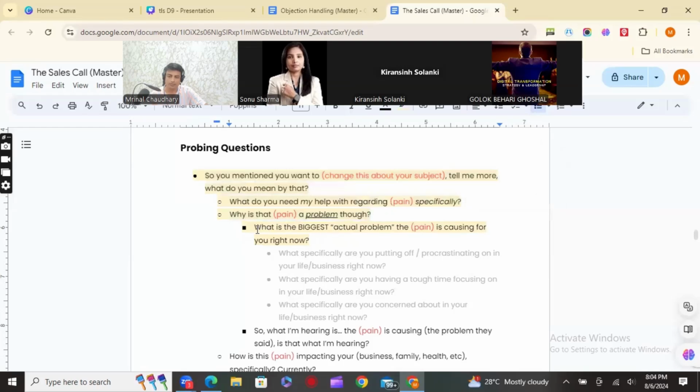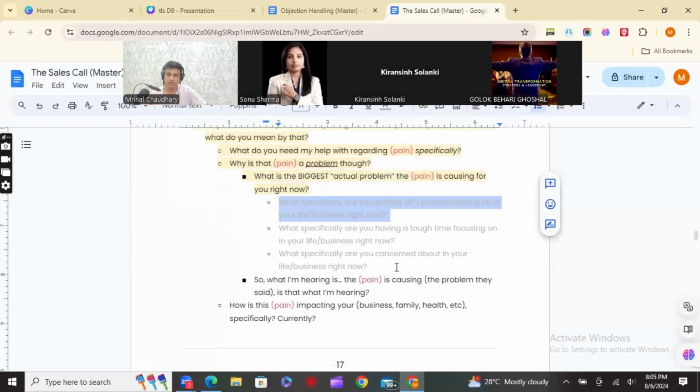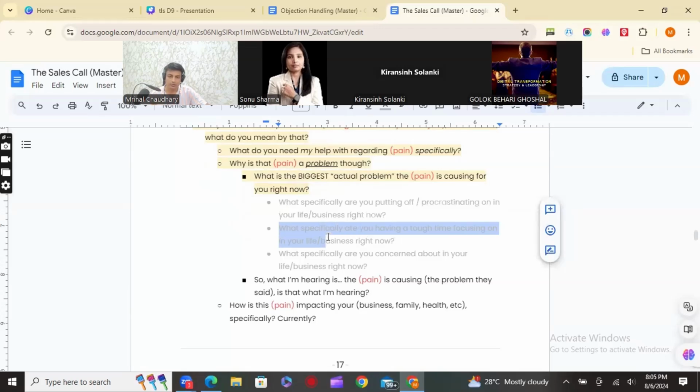Okay, why is that a pain problem? What is the biggest actual problem the pain is causing for you right now? Okay, what specifically are you putting off? So there are many questions here. You don't have to ask so many questions. Whatever you feel, you can ask a certain amount of questions. Try to ask the maximum amount of questions so you get deeper into that. What specifically are you having a tough time focusing on in your business right now? What specifically are you concerned about in your business?